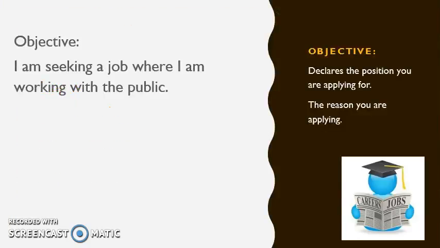The first point of content is the objective. Your objective should be stated at the top, right? The word objective, and then what your objective is. An objective declares the position that you're applying for and the reason that you're applying.